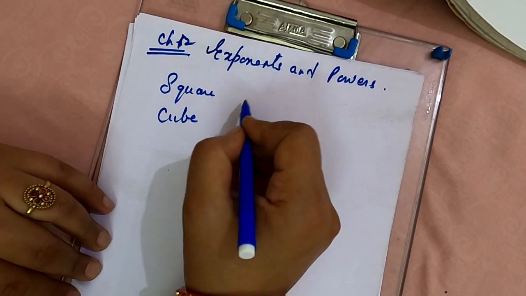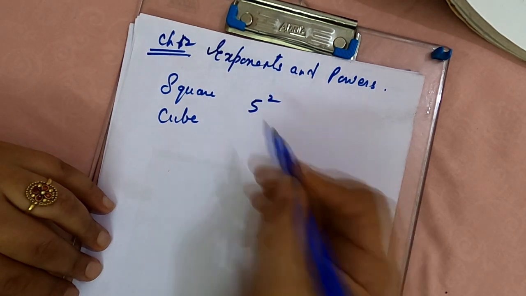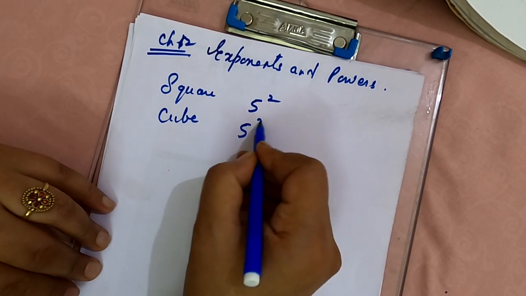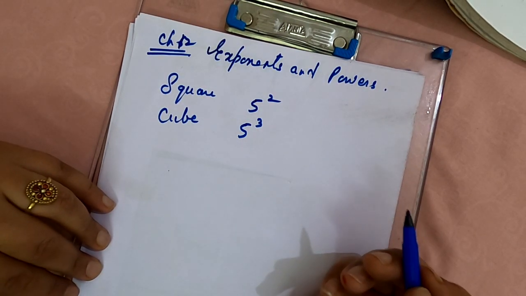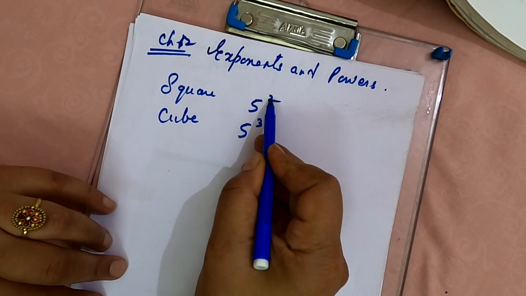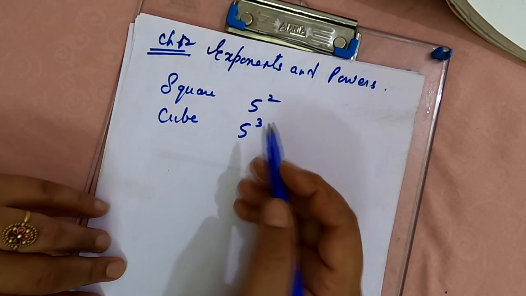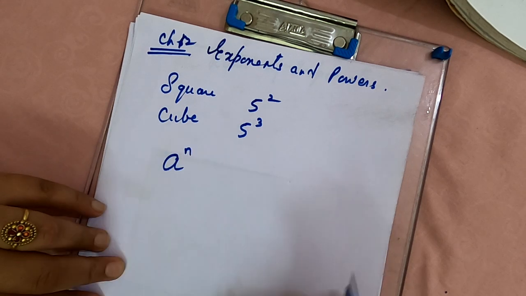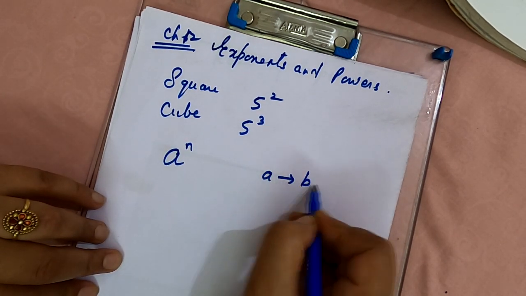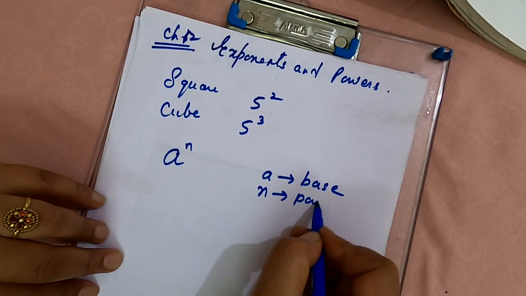You have seen square, that means any number raised to power 2. Suppose 5 raised to power 2, you call it the square of 5. If 5 raised to power 3, you call it 5 cube, right? In this case 5 is the base and 2 is the power. In this case 5 is the base and 3 is the power. So any number in the form of a raised to power n, where a is called the base and n is called the power.